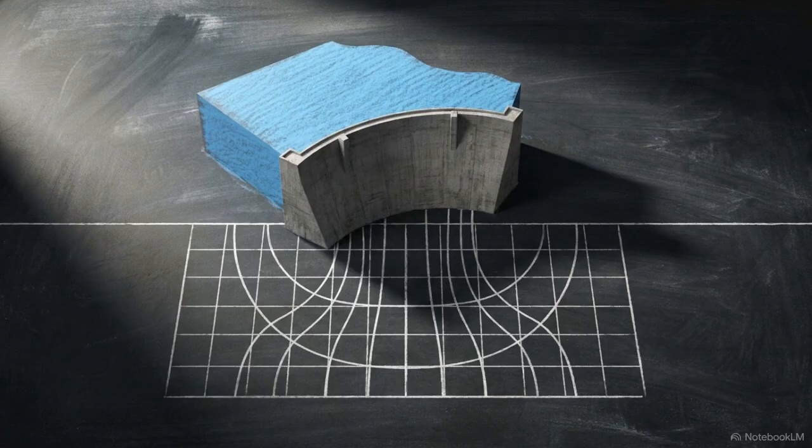By translating fluid dynamics into an orthogonal geometry, the flow net empowers engineers to instantly visualize and extract the invisible forces holding our infrastructure together.